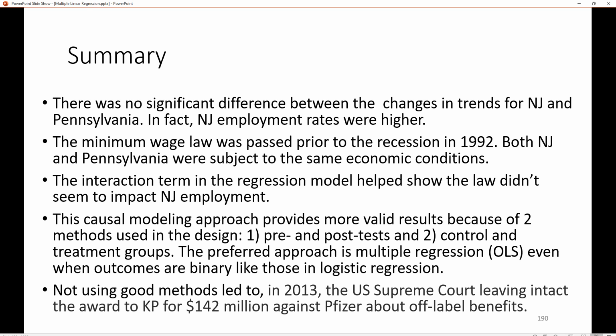This causal modeling approach provides more valid results because of two methods used in the design. First, we have pre and post test, and secondly, we have control and treatment groups. The preferred approach is multiple regression, even when outcomes are binary like those in logistic regression.